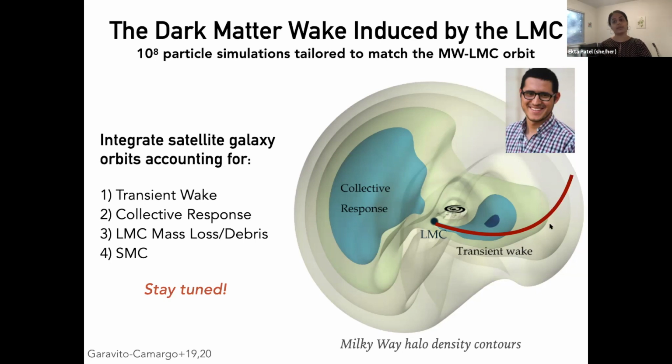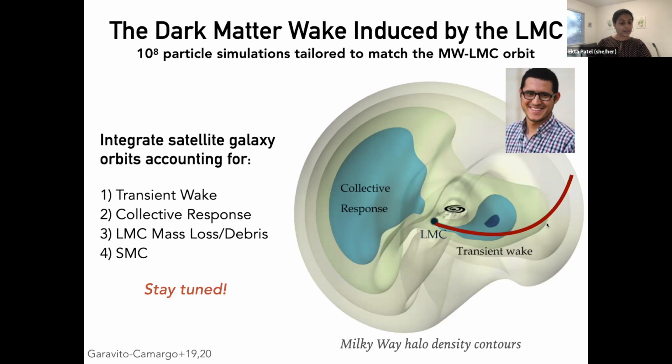So looking ahead, what we'll be able to do is include the effects of this transient wake and the collective response, as well as include all of the mass loss that the LMC experiences as it's come into the Milky Way's halo, as well as the debris that comes off of the LMC and the SMC on top of that. So we'll be able to really fully account for all of these different physical mechanisms and masses that will be important to include for really accurately understanding the orbital histories of these satellite galaxies. So that's what we have to look forward to next.